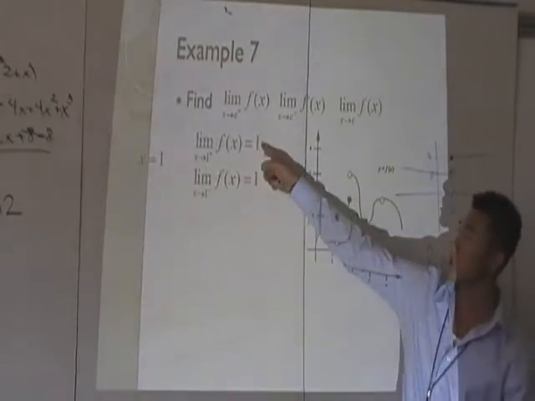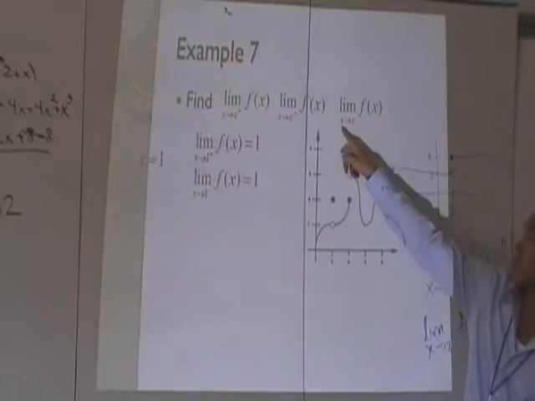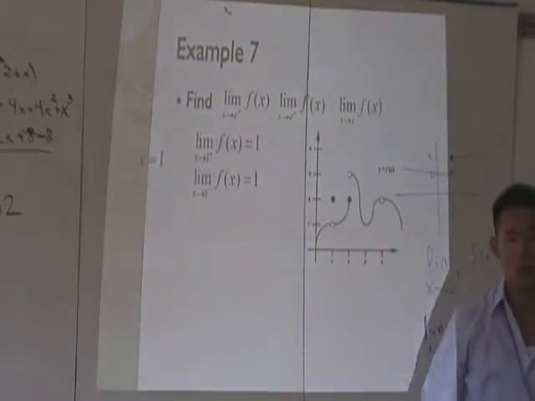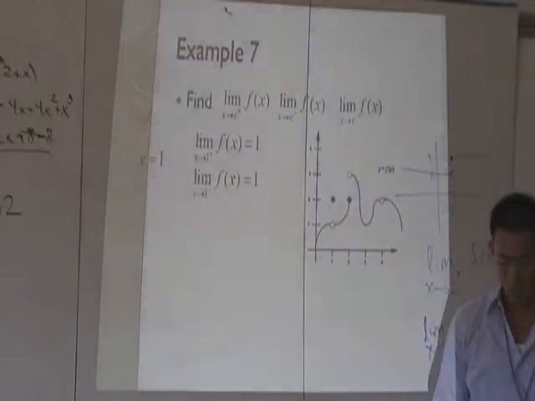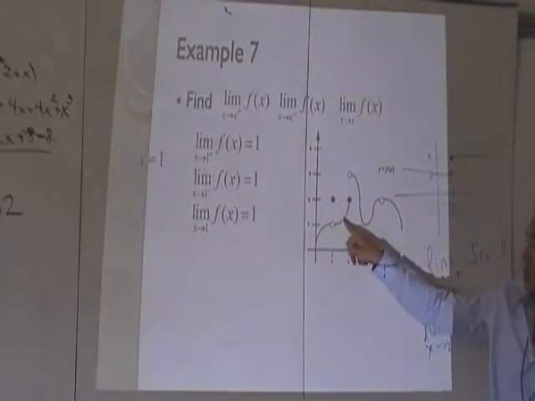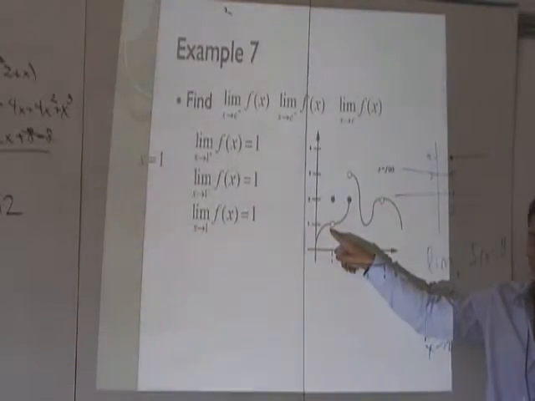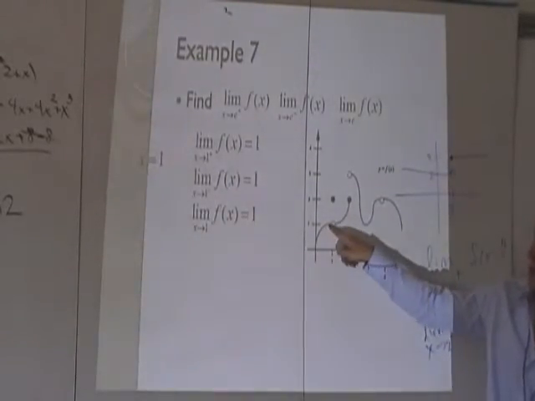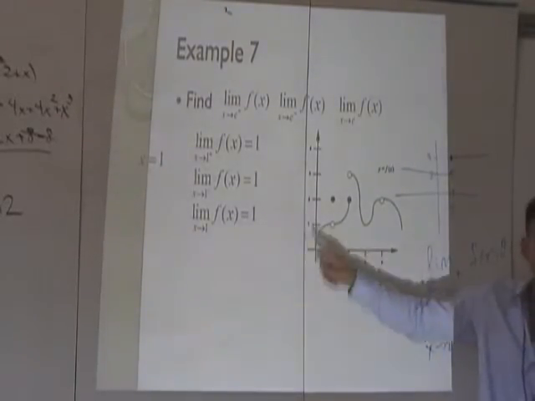And if these two are equal, what do we know about the limit of f of x as x approaches 1? What is it going to be? It is two-sided, but what is it equal to? It's equal to 1. It's equal to both, right? So it doesn't matter what side it's coming from. The limit is 1. It doesn't matter if it's coming from the right or from the left. The limit as x approaches 1 is 1.